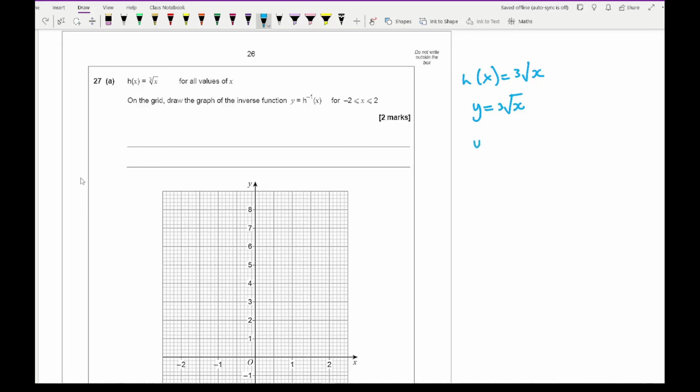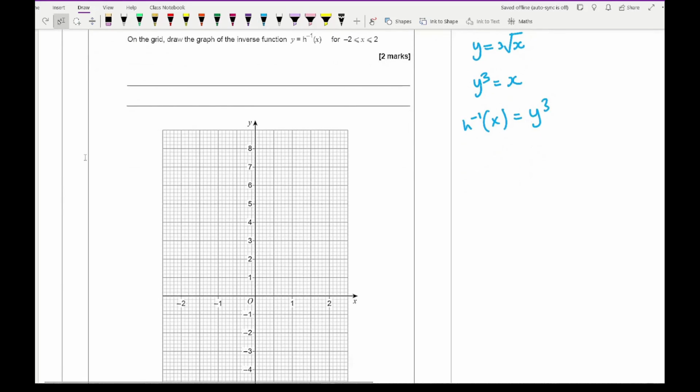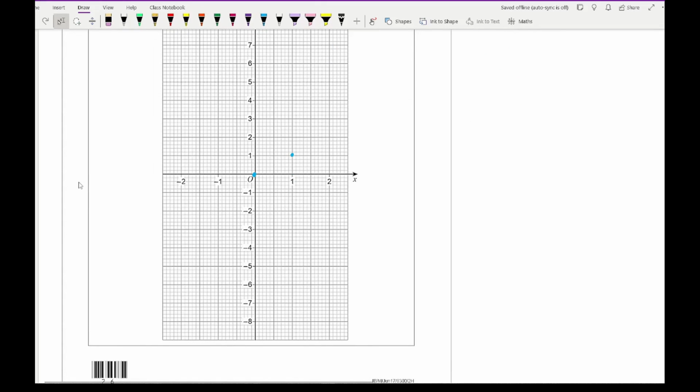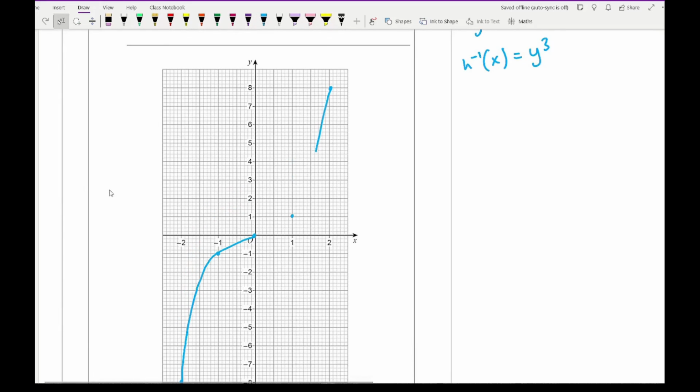So here I'm going to have y cubed equals x, and then once I've got that, I replace the y with x. So the inverse h⁻¹(x) is going to be x cubed. So the graph I want to plot is y equals x cubed. 0 cubed is 0, 1 cubed is 1, 2 cubed is 8, and then looking at the reverse of those, minus 1 cubed is minus 1, and minus 2 cubed is minus 8. What you then want to do is try your best to draw a cubic y equals x cubed, and make sure that you join the points up as a smooth curve as possible.